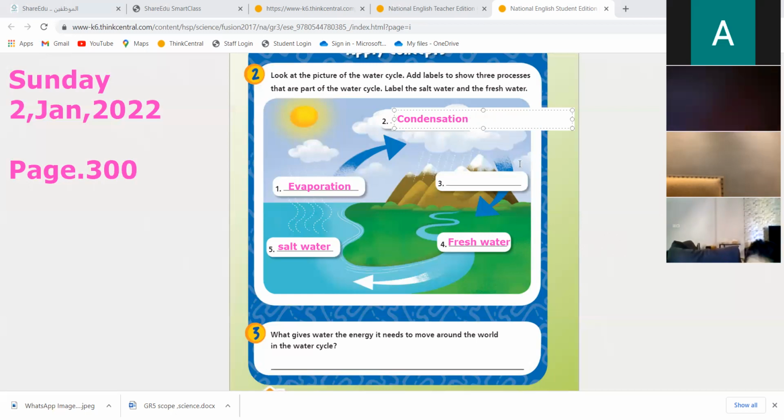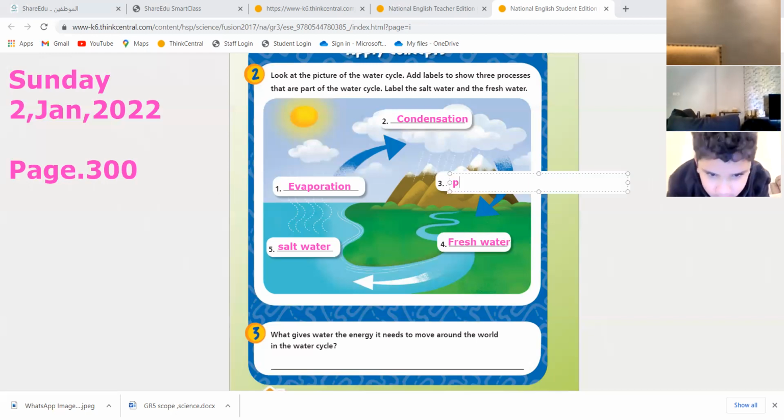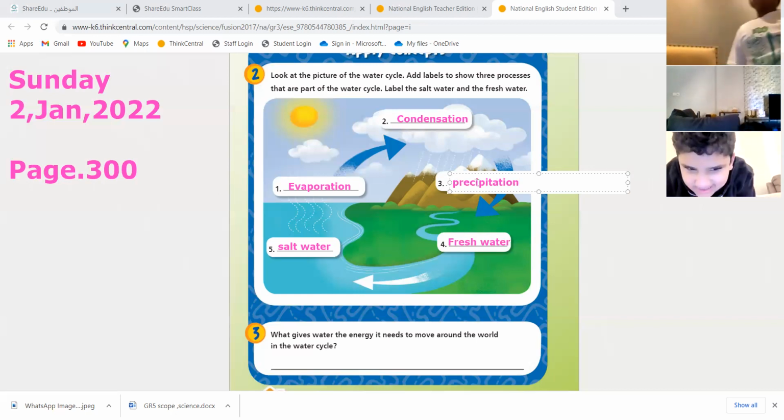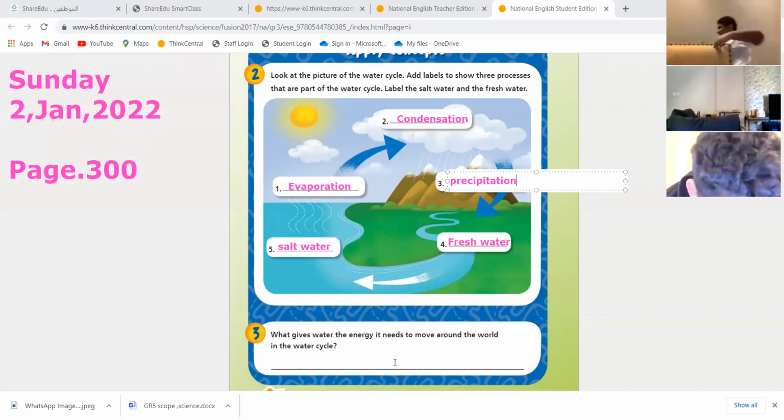Now, where is Muhammad Fatta? He's not here. Okay, yes, he's here. Muhammad Fatta, when the rain falls down, the droplets fall down to the ground. What do we call this process? Precipitation. Excellent, Muhammad Fatta.